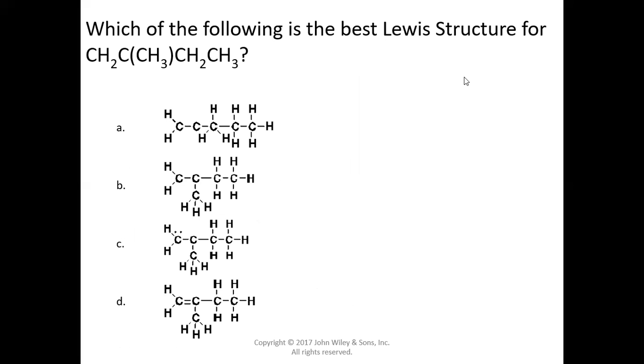So it says, which of the following is the best Lewis structure for CH2CCH3, CH2CH3? So which of these is the best one? Go ahead and put your answer in the chat. Which letter is the best representation?